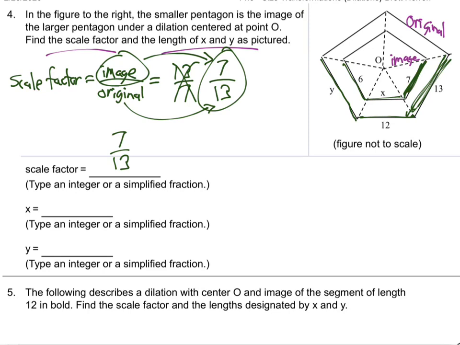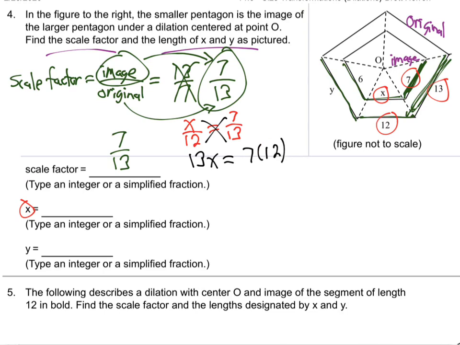Okay, now let's use that to solve for x. How are we going to do that? Well, x over 12 equals 7 over 13. The ratios have to be equal. Whenever you have a size transformation, you create a similar object, which means the ratios of the sides are equal. Diagonal, diagonal. 13x is 7 times 12. 13x is what? 70 and 14, 84.